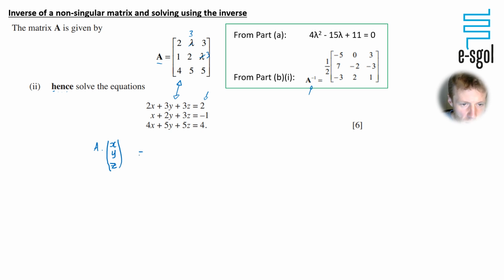And that equals 2, negative 1, 4. And the idea is I would like to find what x, y, and z equals. Now, this would be incorrect. You can't divide by a matrix. We can't divide by matrix A to find out what x is. What we do is we multiply by the inverse.